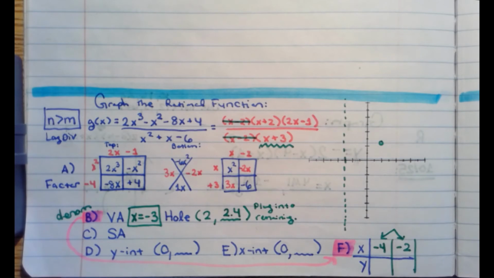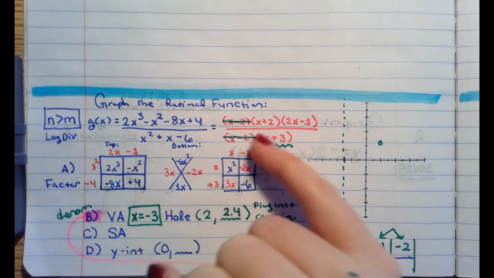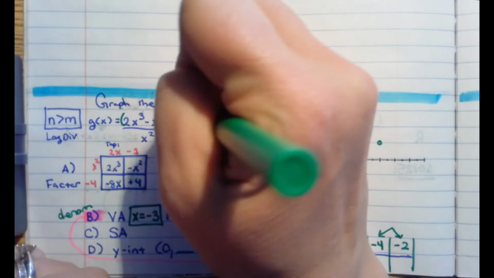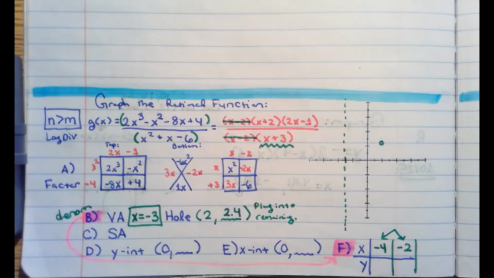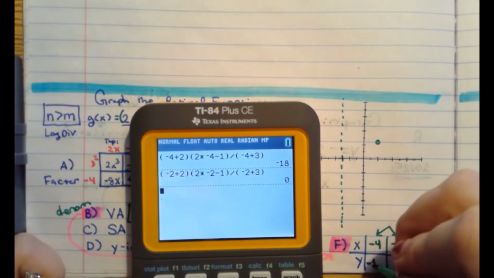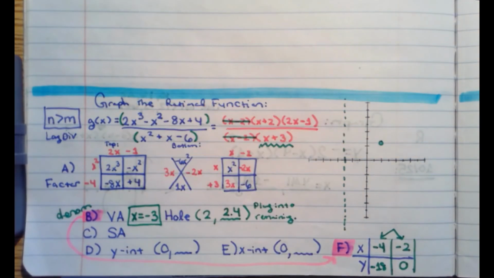And it does not matter if you plug it into the original or into our remaining factors. Okay, if you do into the original, let's make sure that you are putting parentheses all the way around the numerator, all the way around the denominator. Okay, so I plugged those in and I got out -18 and 0. And ooh, that 0 sticks out to me. That means that this is going to be an x-intercept for us. So that's going to be really nice. Okay, so we'll come back to that at the very end.